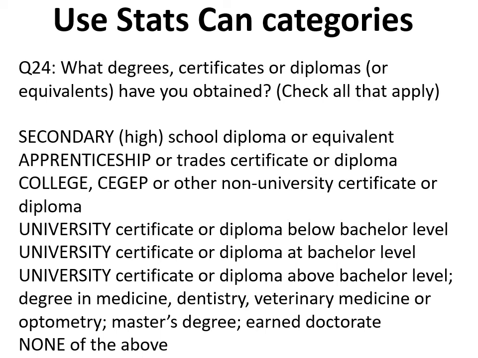So this category then is catching everything that isn't an apprenticeship or a trade certificate or a diploma, and that also is not a university degree. And then we have university certificate or diploma below bachelor level. So this might be, I don't see these very common in Canada, but there is something called an associate's degree, which is sometimes given as a kind of a 2-year degree. University certificate or diploma at bachelor level, that is what most of you are applying for.